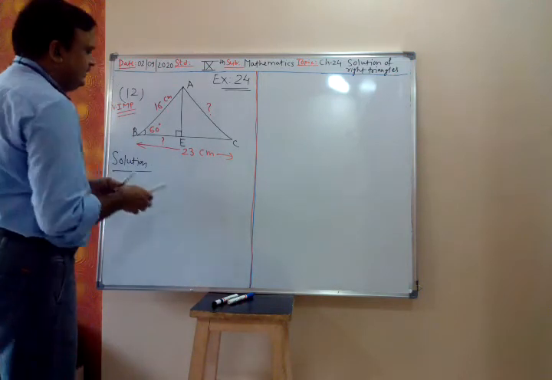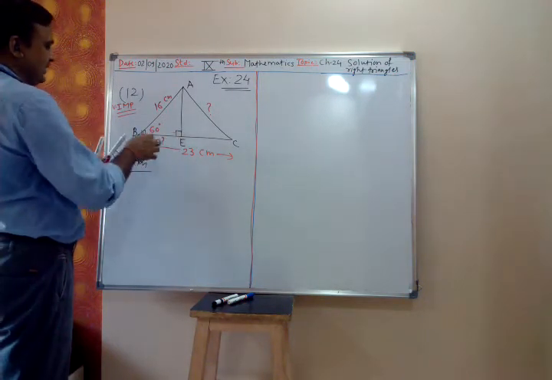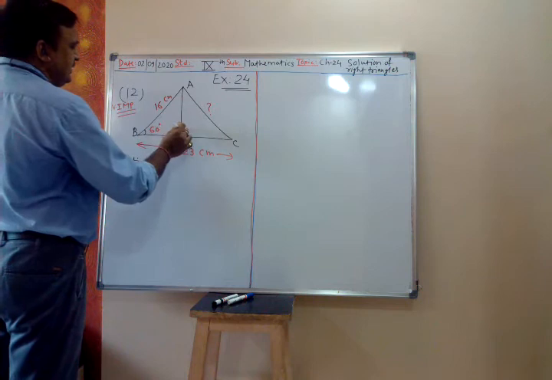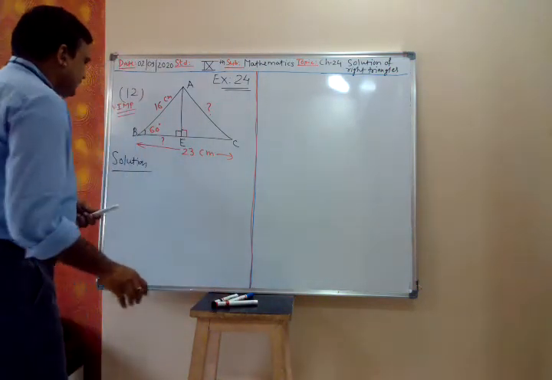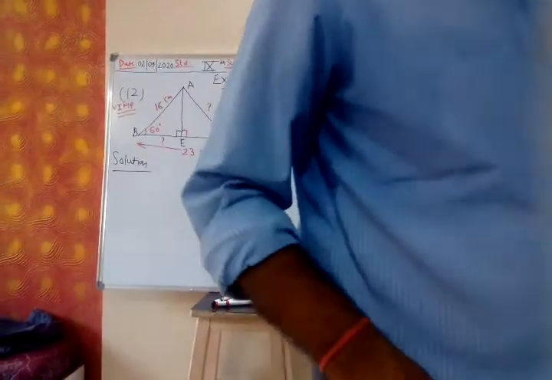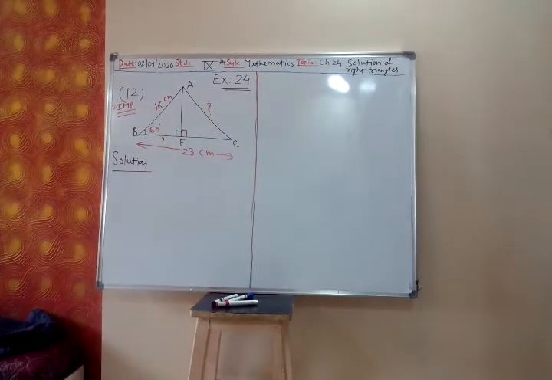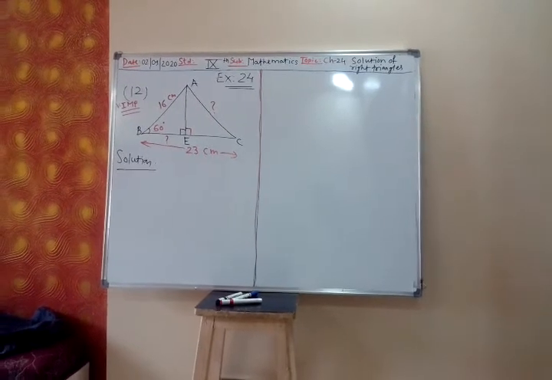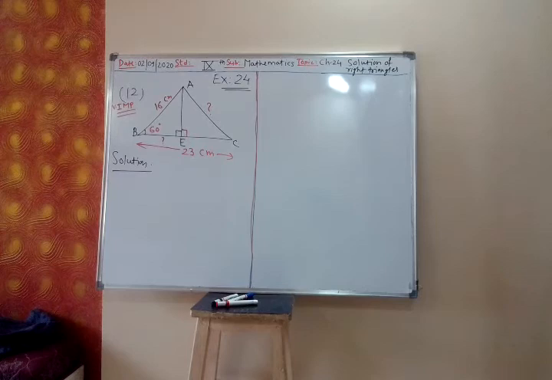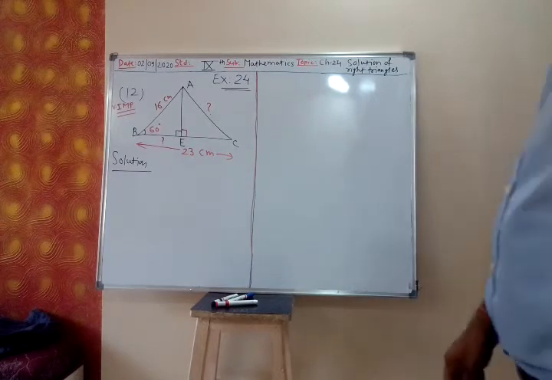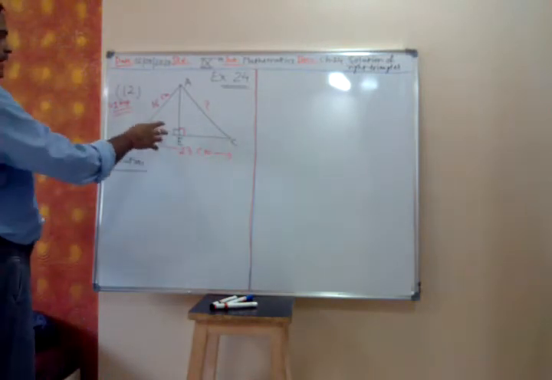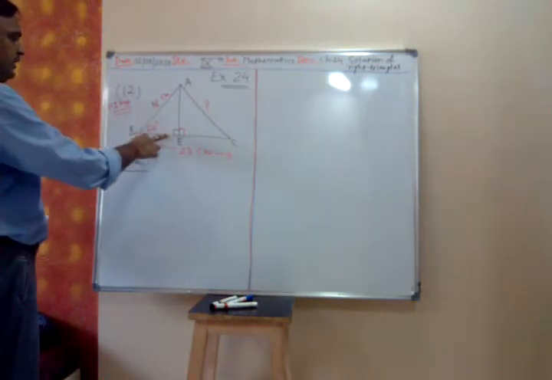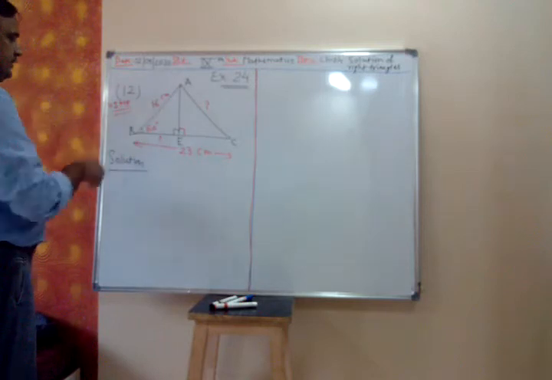see here, it is understood. If one angle is 90 degree, the other angle will be directly 90 degree. So now in triangle AEB, reference angle B is 60 degree. AB is 16. BC is 23. Find BE and AC.